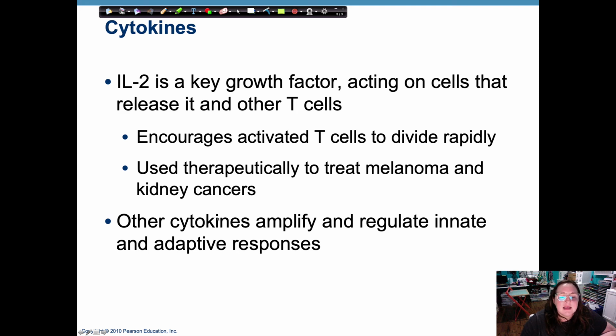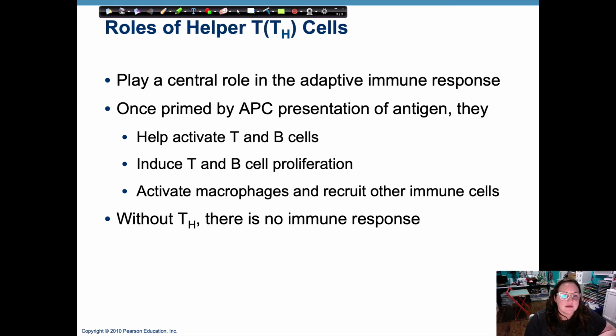Other cytokines help amplify your innate response. So for example, they'll go in and they'll activate more macrophages, or they'll go in and they will enhance inflammatory response. Okay, and these other interleukins will also help other parts of the adaptive immune response. So maybe they go and enhance the B cells, or they'll go and enhance the CD8 cytotoxic T cells.